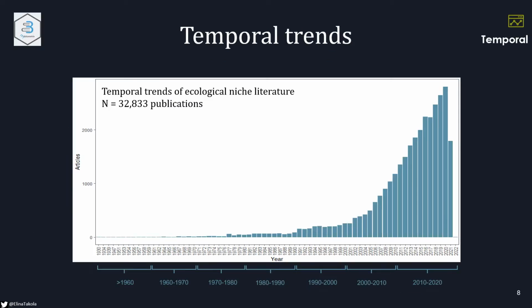Next up is the part of temporal trends. This step requires a plot with the number of publications per year. As you can see, ecological niche studies show an exponential increase over time.